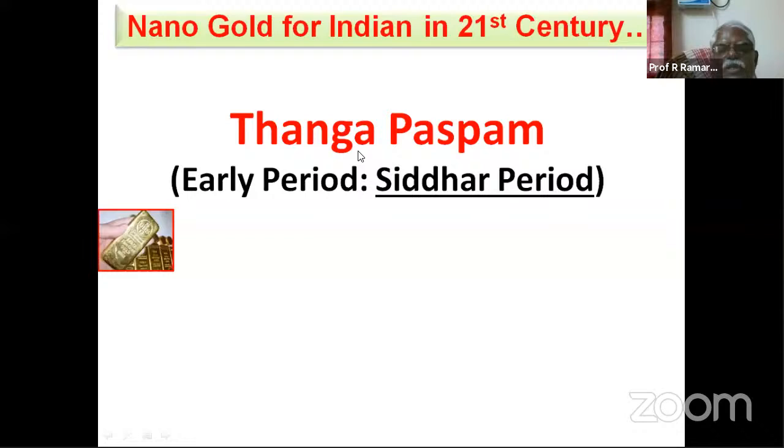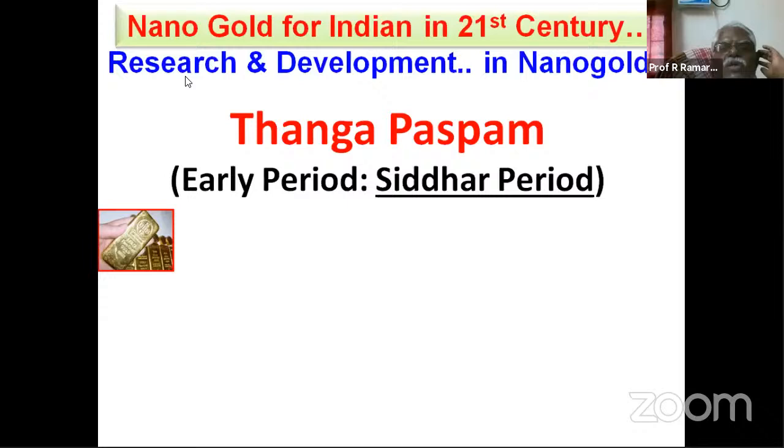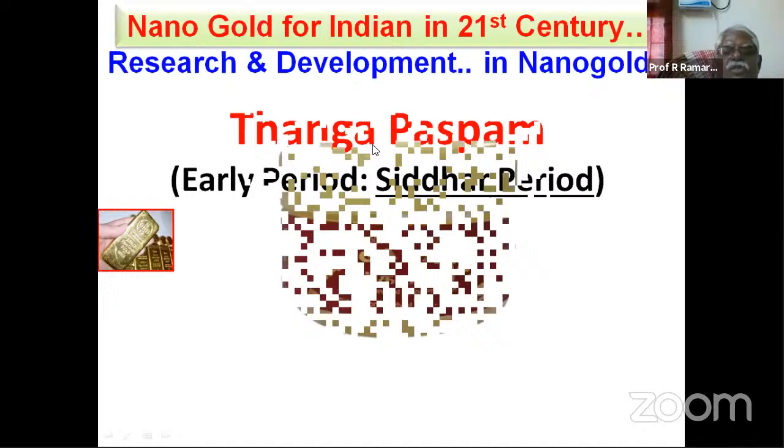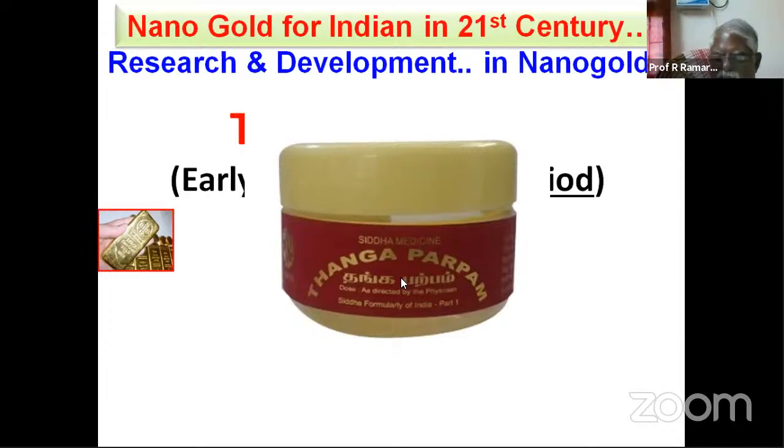But now we say we are advanced in science. So we Indians did research and development in nano gold. The first attempt was not to make industrial production, but to improve Tanga Pashpam into a small paste, because the moment you say Tanga Pashpam, people think it's a country medicine.